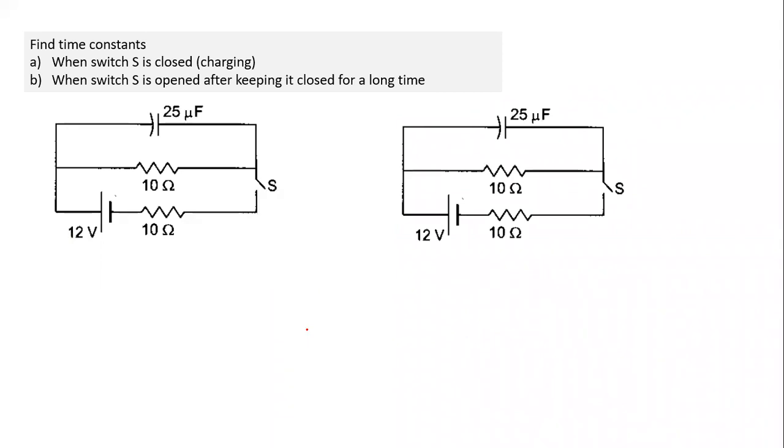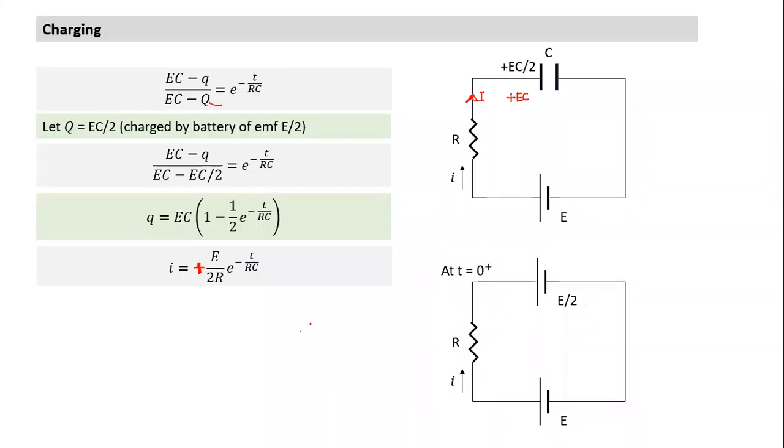Sir, in the previous case, energy supplied will be positive, right? In this particular case? Yes, of course. If this is the direction of current, charge flows in this direction. If I have to write the energy supplied by the battery, it is positive. What is the charge flow? From EC by 2, it has become EC: final charge minus initial charge. So charge flow is EC by 2, and energy supplied by the battery is EC by 2 into E.